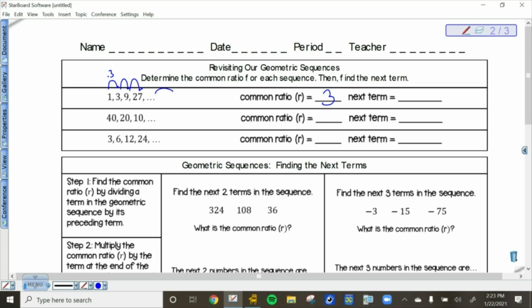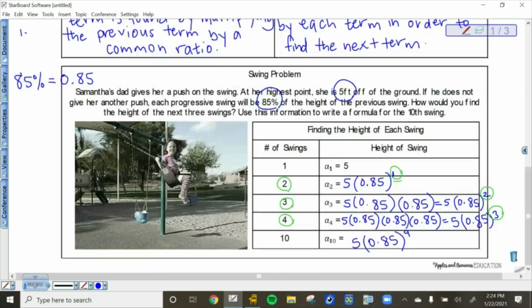And what was our next term? You can use your calculator if you want. You might know. 81. Yeah, 81. It's just 27, our last term, times our common ratio. Okay, what about this one? So remember, we divided it by 2. How do we write that?